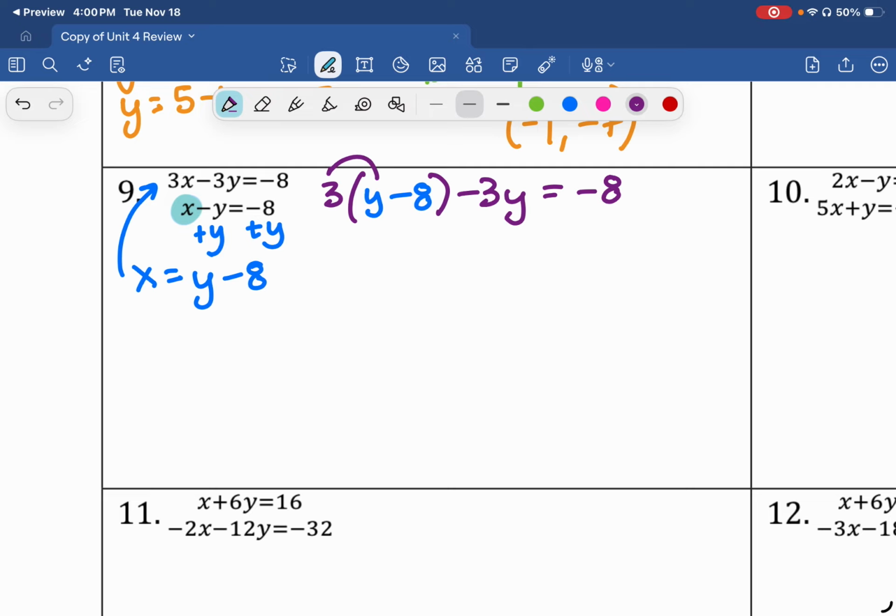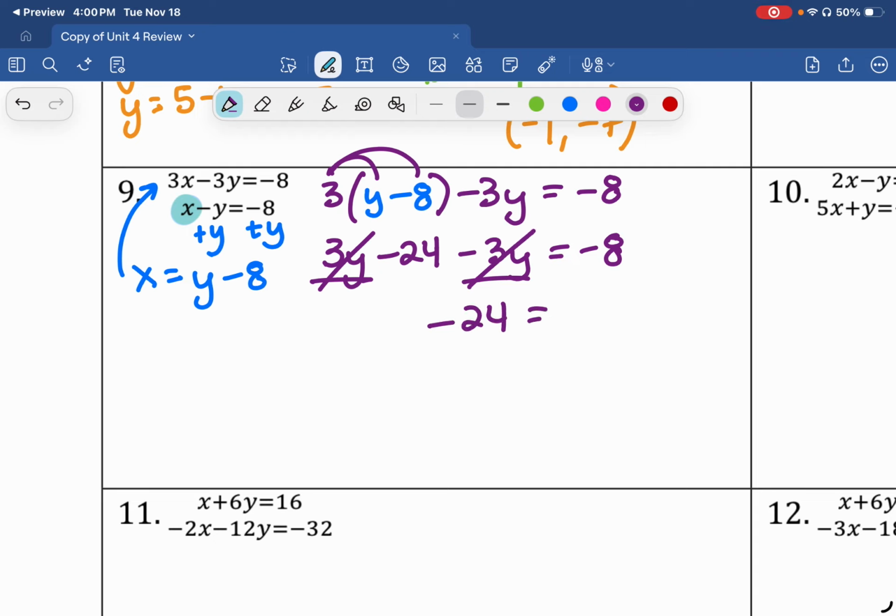From here, distribute. 3 times y is 3y. 3 times negative 8 is negative 24. Minus 3y is equal to negative 8. Now, from here, again, combine like terms. 3y minus 3y is 0y, so those cancel and we get negative 24 equals negative 8. That is not a true statement, so this is no solution.